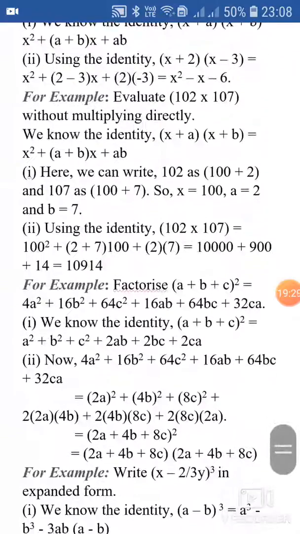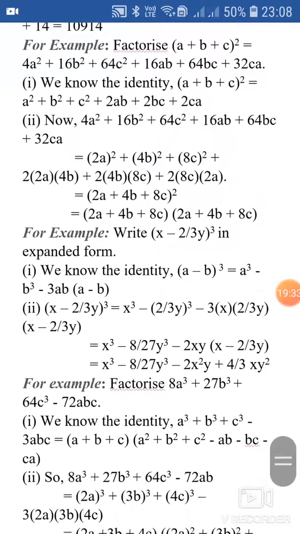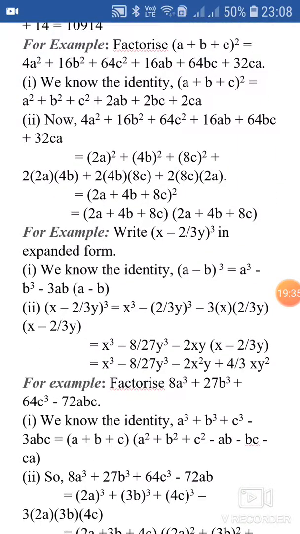Similarly, we have done the question here as an example. Just go through it as we scroll down. Now, we have the question 4a square plus 16b square plus 64c square plus 16ab plus 64bc plus 32ca. We can use this identity both in expansion and factorization, but here the example is of factorization. So 4a square becomes the whole square of 2a.